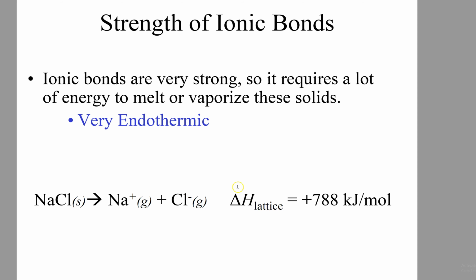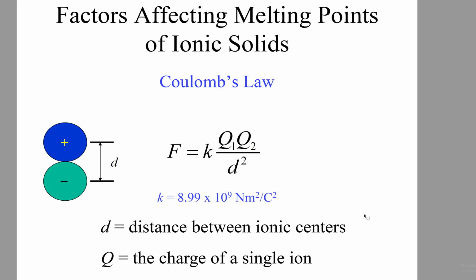And so this is an enthalpy value that tells you that if I want to break down this crystal structure, I have to input a positive value. Positive values indicate an endothermic reaction. Now, what are some factors that affect ionic boiling points and melting points?